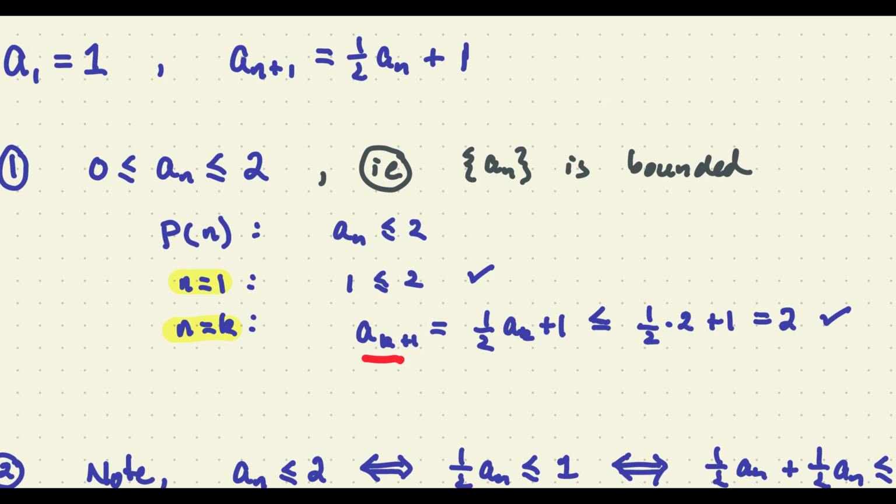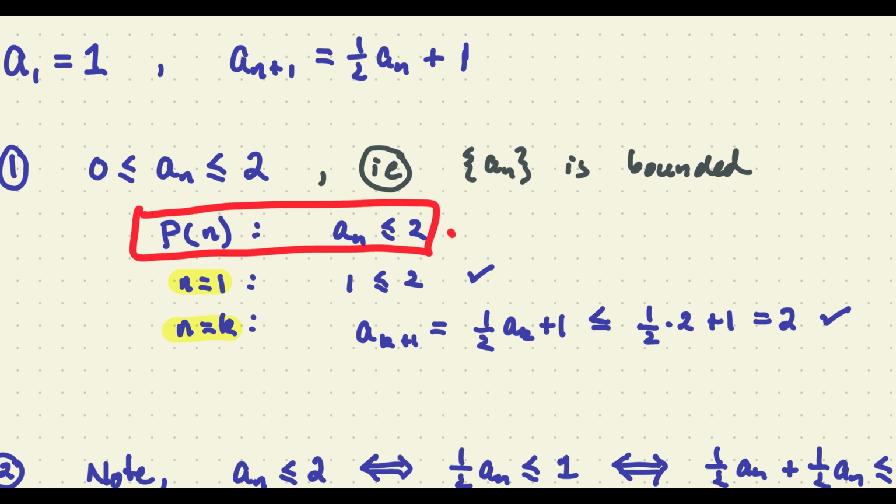a_{k+1}, by the recursive definition, is half of the previous term plus 1. But on the assumption that P(n) is true for n equal k, a_k is less than 2. So half of a_k plus 1 is less than 1 plus 1, and 1 plus 1 is 2. Therefore, we've shown that a_{k+1} is less than 2. Very nice. By mathematical induction, we've shown that P(n) is true, thus establishing the upper bound. Good.